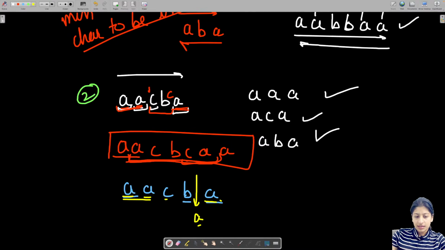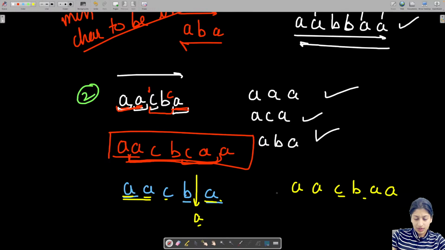This C, if I see, what do I have in the middle? I have C and B. Can I do something? I have done this so far: A, it becomes AA, C, B, AA, right? I have 2 more characters. What should I do in this case?